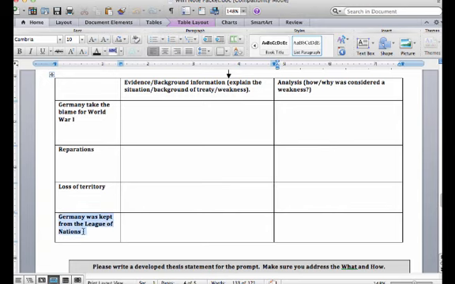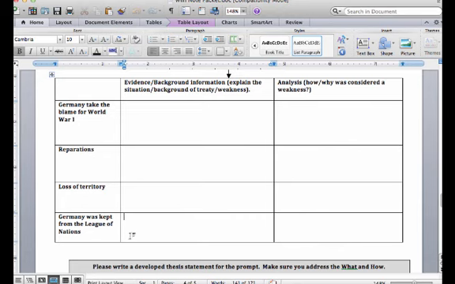And then lastly, Germany was kept out of the League of Nations. The losers were not allowed to plead their case and forced just to listen to the treaty. And by plead their case, okay, so the League of Nations created the treaty.